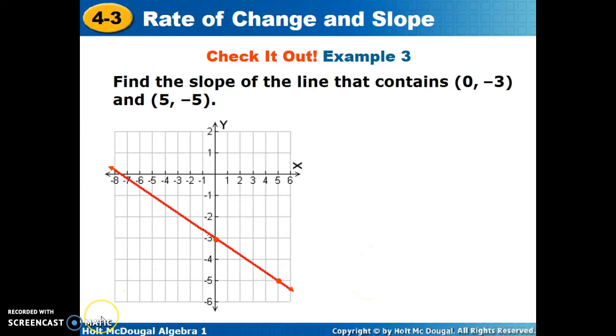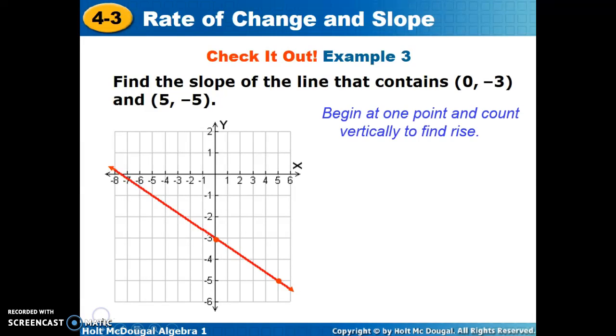Go ahead and find the slope of this line. Now we're given 2 points. We can use the graph by simply counting the rise over run. So just like we did in the last example, we're going to start at one point. It doesn't really matter which one. They start at the lower point, 5, -5. And we're going to calculate the rise to the level of the next point. We can see that rise is +2. From -5 to -3, we've gone up 2.